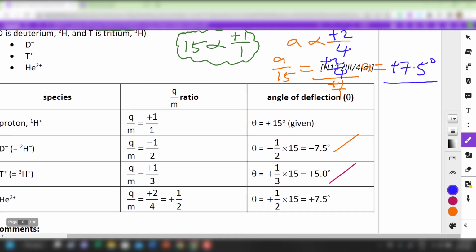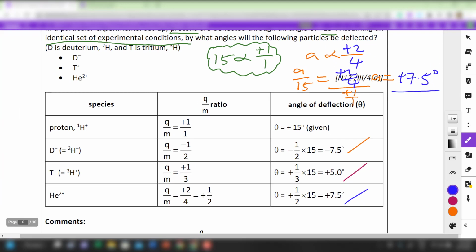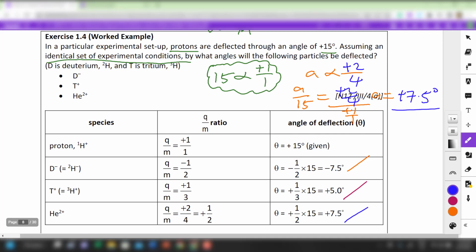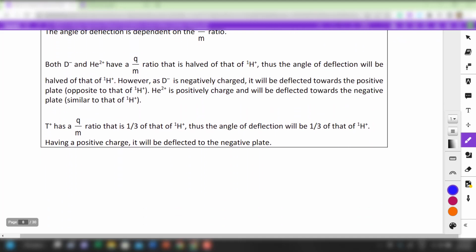Do take note of this. That's how we get plus 7.5 degrees. Note that the sign is also important, because that determines whether it deflects towards positive or negative plates, or in opposite directions. So that's exercise 1.4 as a worked example. We'll move on to the next part.